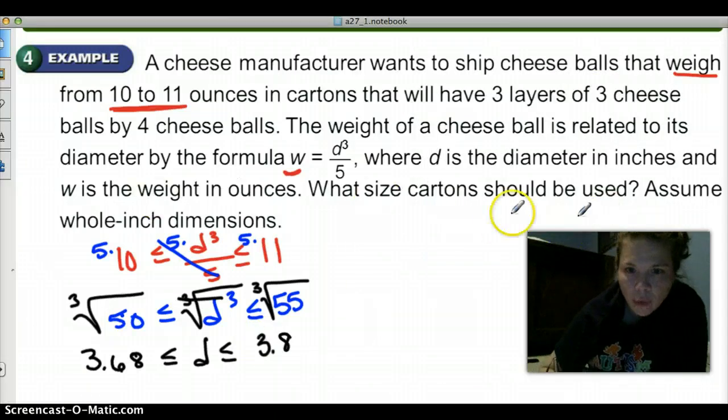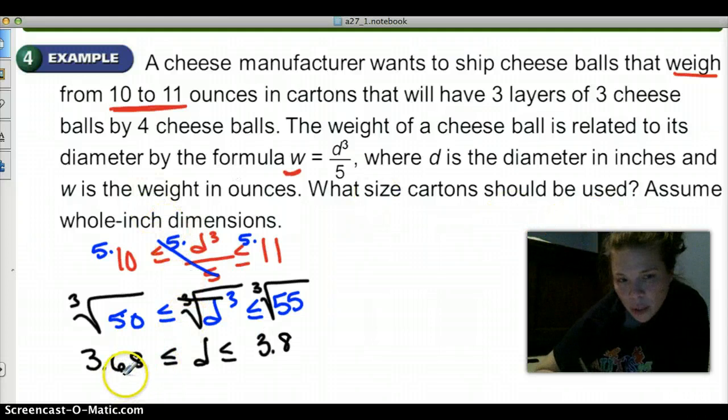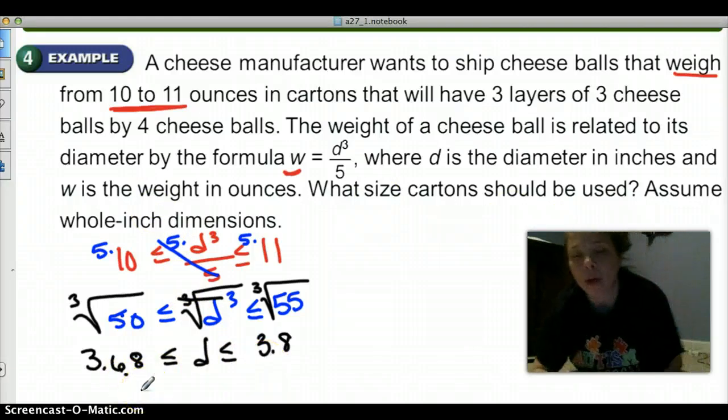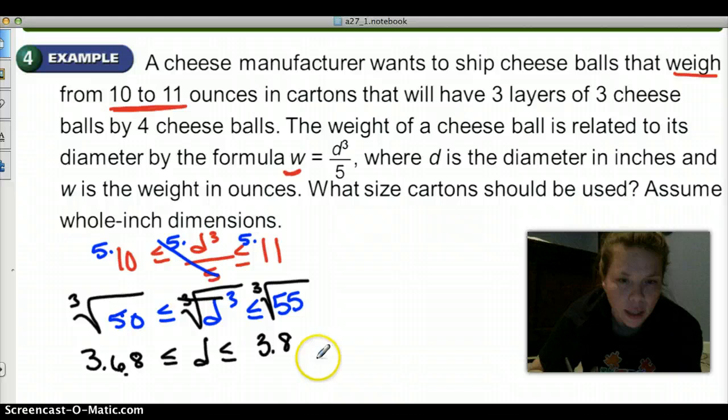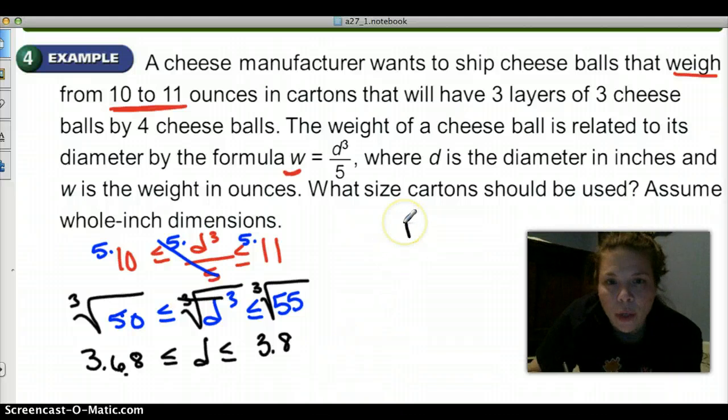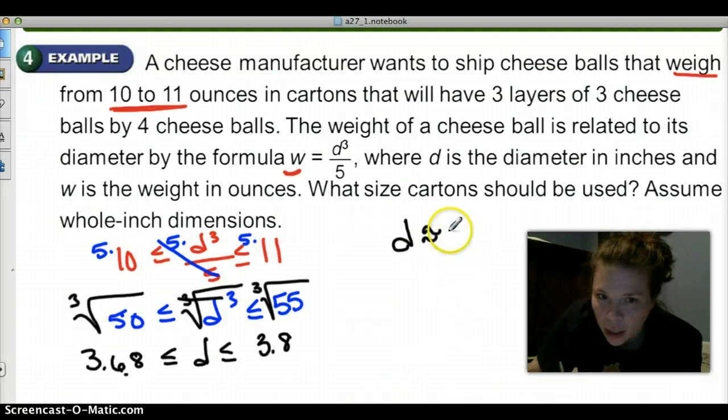Okay, now if we assume whole inch dimensions, then we know that we round this one up, because we don't want to round it down, and this one we would round up as well. So D is approximately 4. All right, so the diameter is approximately 4.